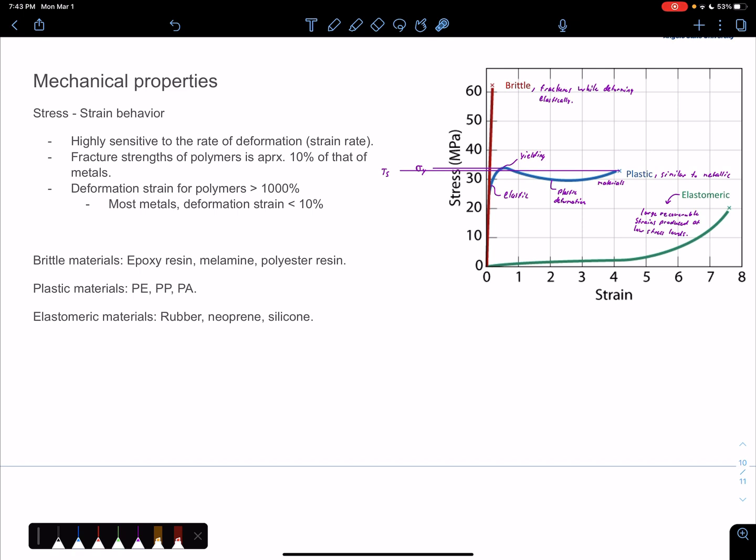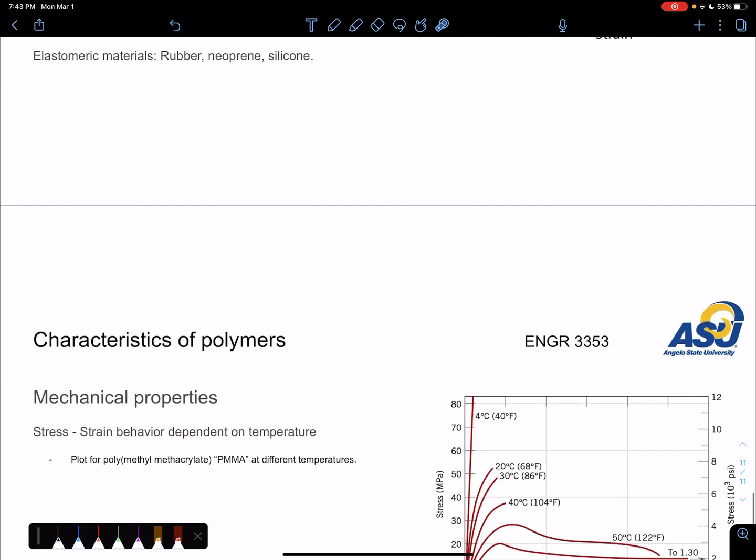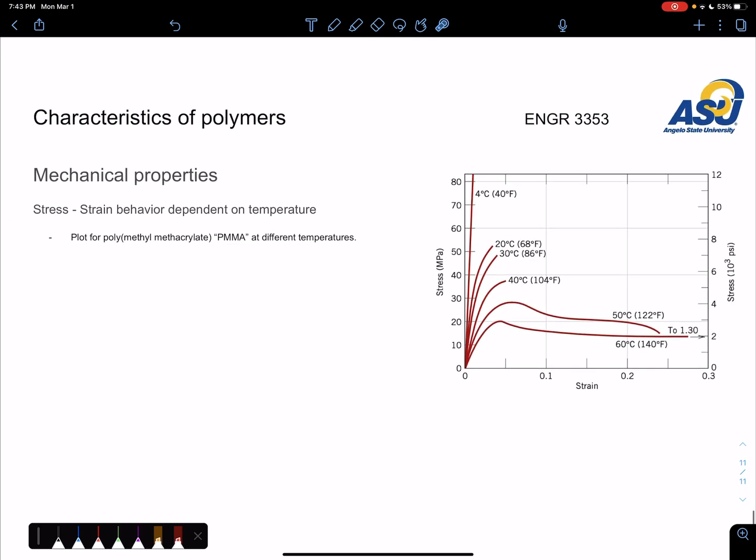So once they're let go, they're able to come back to their original length. And another thing that polymers are highly dependent on, as we've already seen, is temperature. This is showing a plot of PMMA, methacrylate, and this is just an example of a polymer and how at different temperatures it can react so differently.